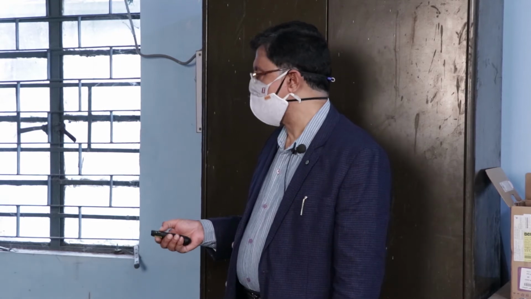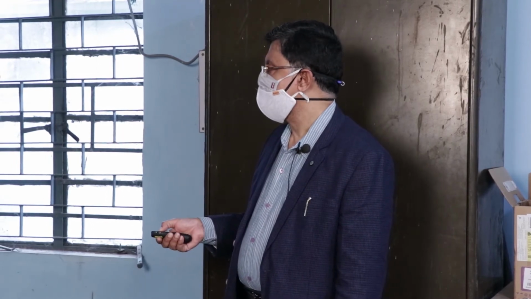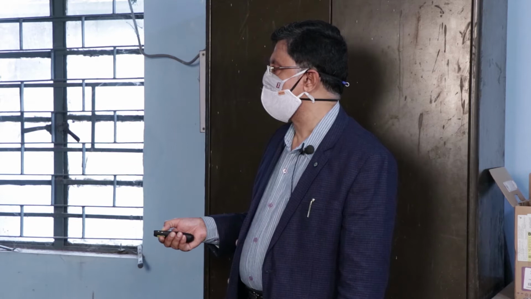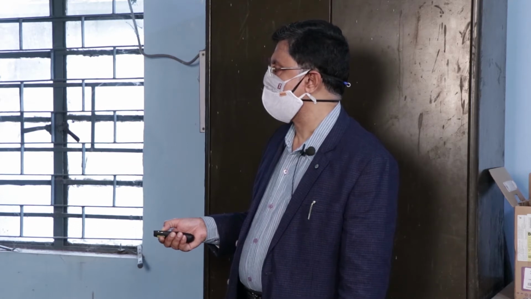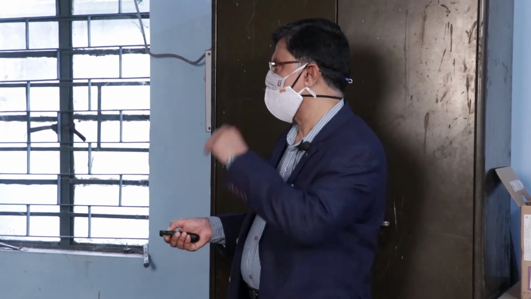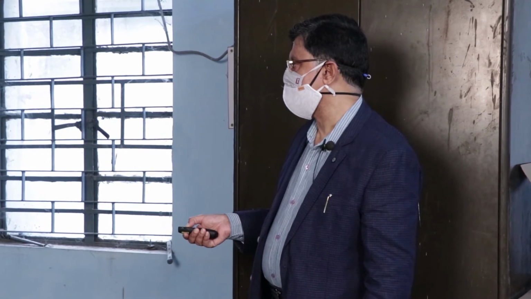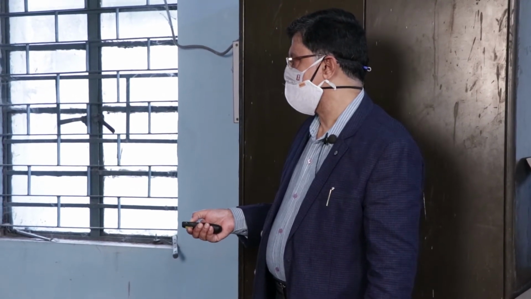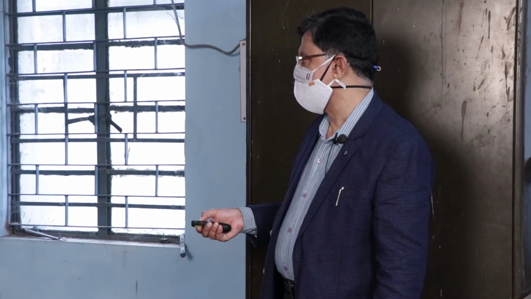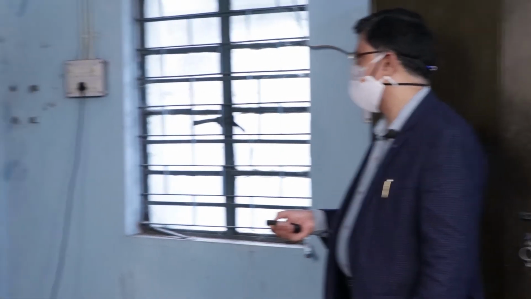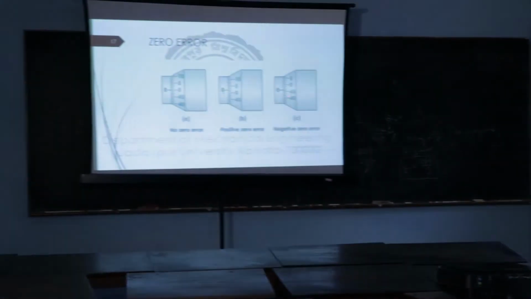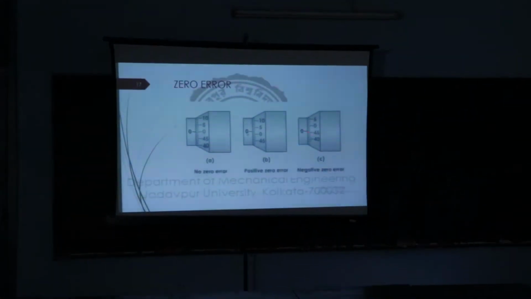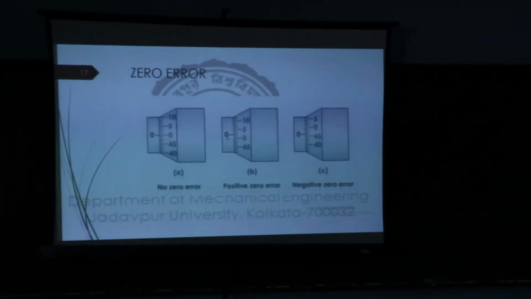Then zero error. If you see the zero on the circular scale coincident with the zero on the index line, that is on the sleeve or the barrel, there is no zero error. If the index line is on the upper side and the zero on the circular scale is lower, there is a positive zero error. Here, if your circular scale zero is going up relative to the zero of the index line, it is called a negative zero error.